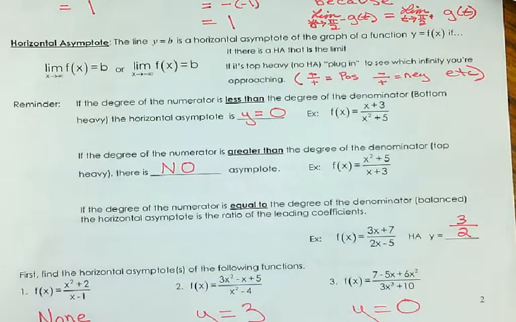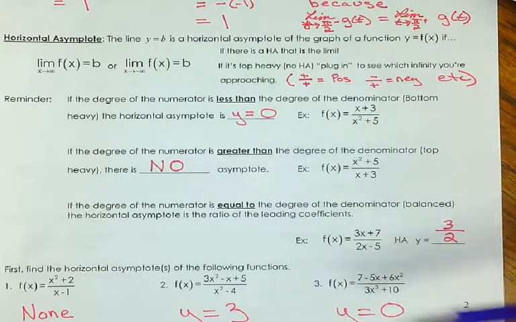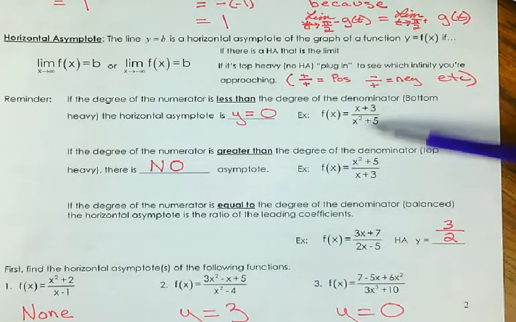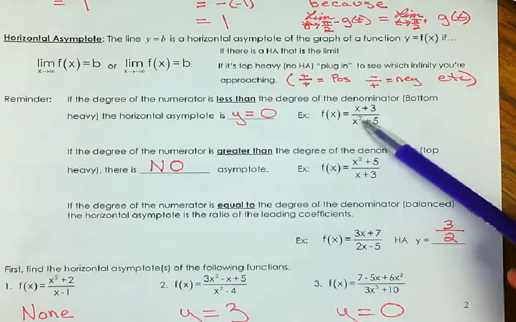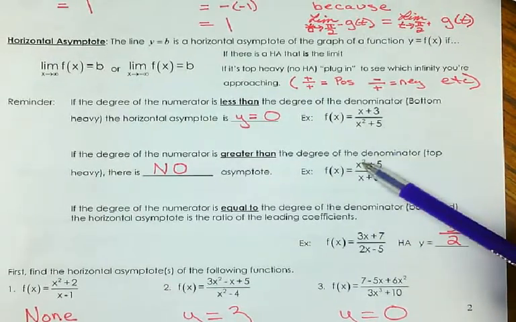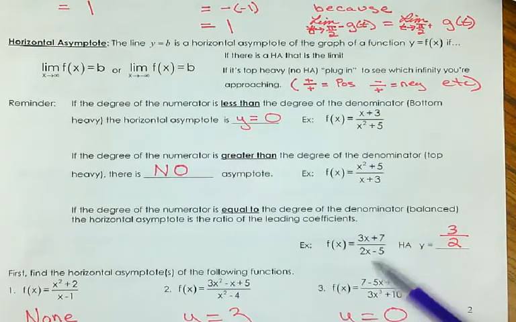Okay? So just recall how to find a horizontal asymptote. You find a horizontal asymptote by comparing the degree of the numerator to the degree of the denominator. So there's 3 examples here. Here the degree is bigger in the bottom. Here the degree is larger in the top, and in this example the degree is the same.